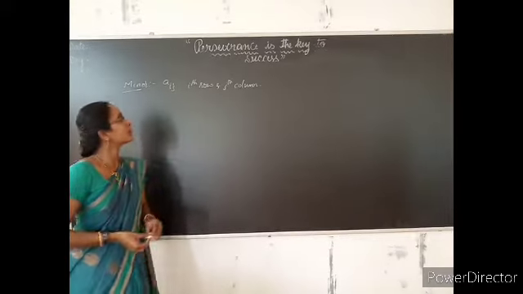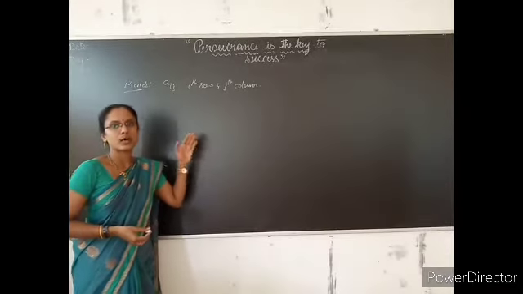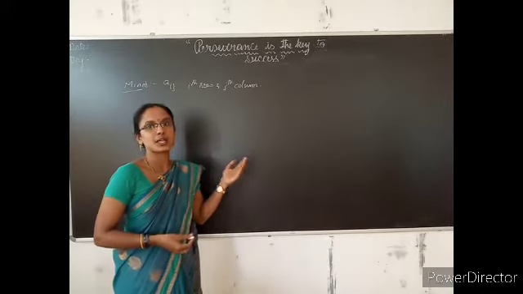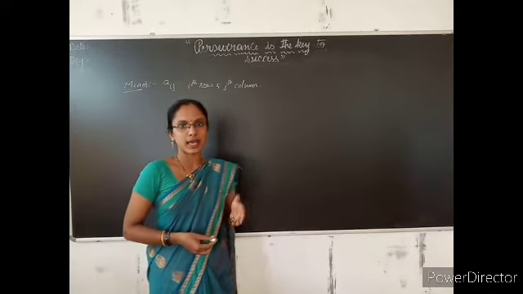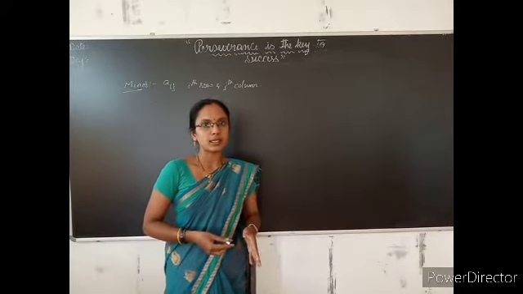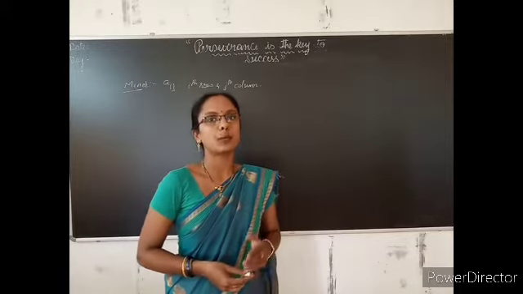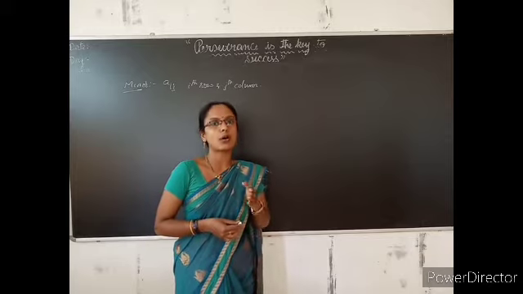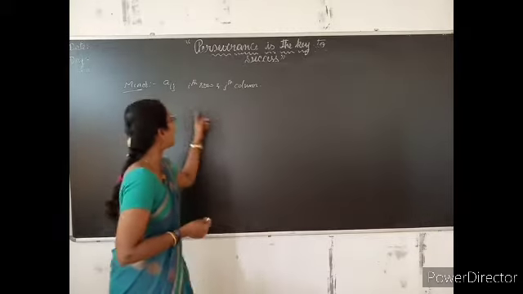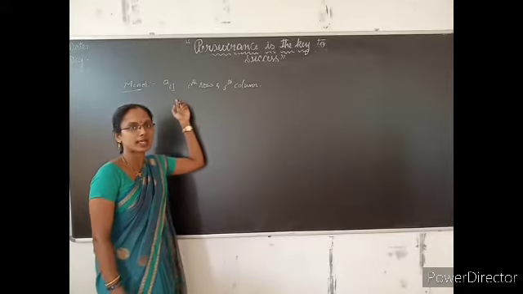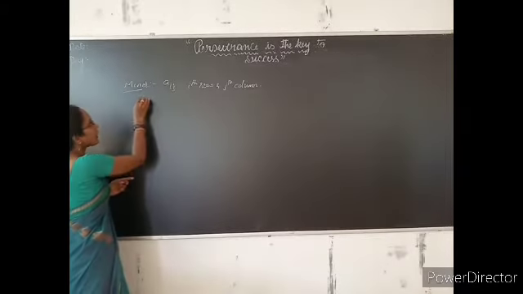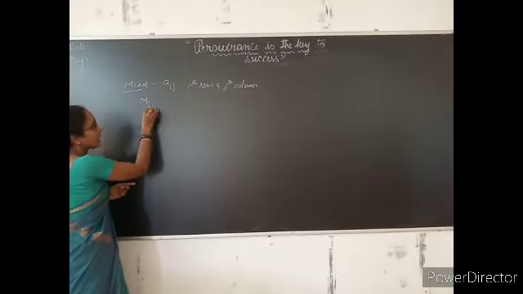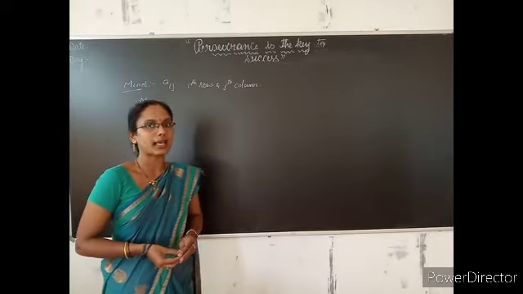So this is a minor of an element. Let me define it: the minor of an element Aij of a determinant is the determinant obtained by deleting the ith row and jth column of the determinant in which the element Aij lies. Usually we denote the minor of an element Aij as capital Mij. So capital Mij denotes the minor of an element Aij.